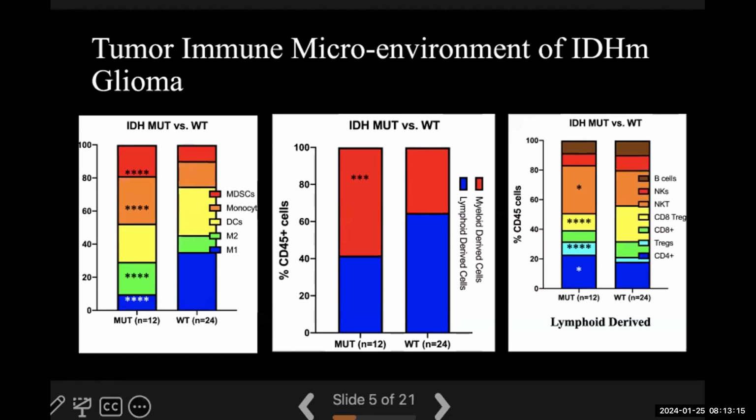And when you look at the figure on the right, you see a decrease in the proportion of lymphoid-derived cell types. So you actually have a decrease in NK T cells. You actually have an increase in CD4 cells, which are immunosuppressive, and an increase in regulatory T cells, which are also known to be immunosuppressive, and a decrease in CD8 T cells, which are again responsible for some of that immune response, anti-tumor immune response.